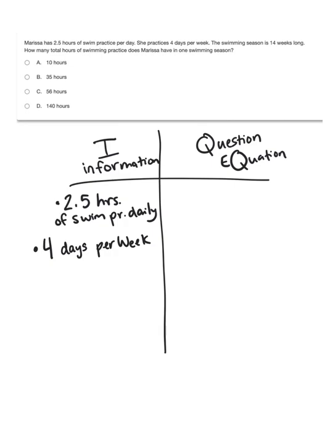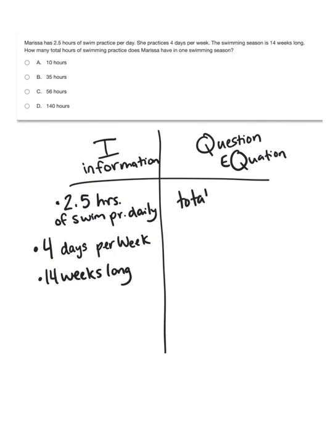Now we continue on. The swimming season is 14 weeks long. So again, if I pause and think about what that means, 4 weeks is a month, 8 weeks would be 2 months, 12 weeks would be 3 months. So that's about 3.5 months long. That's a pretty long swimming season. How many total hours of swimming practice does Marissa have in one swimming season?